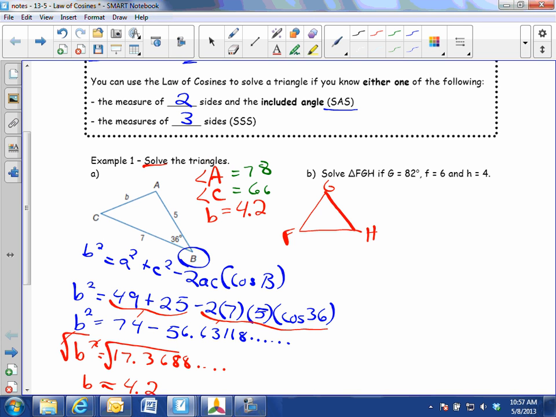Are any of these going to have like two solutions? With these, no. Does it matter where you put your letters? Okay. So we go 6.6, 4, and G is 82.